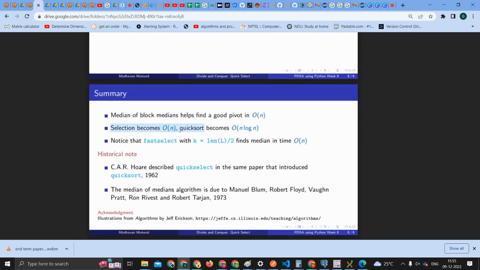See? Selection becomes big O of n and quicksort becomes n log n. But yeah, the median of the block medians, so they are finding the median of block medians, which helps find a good pivot in O(n). So this is n times.